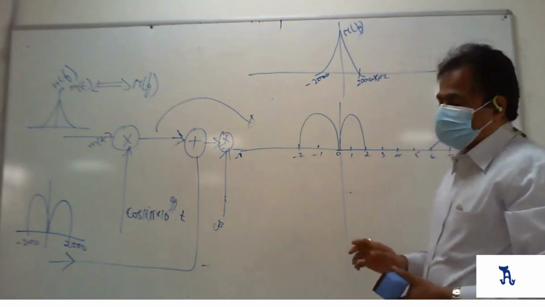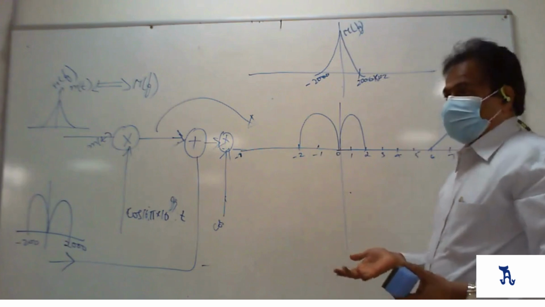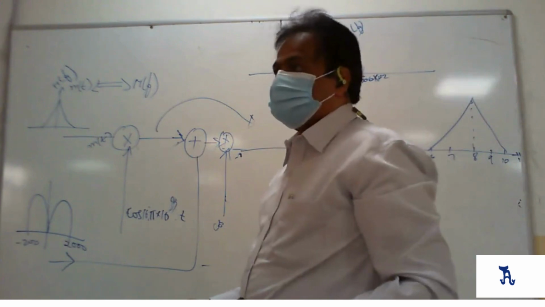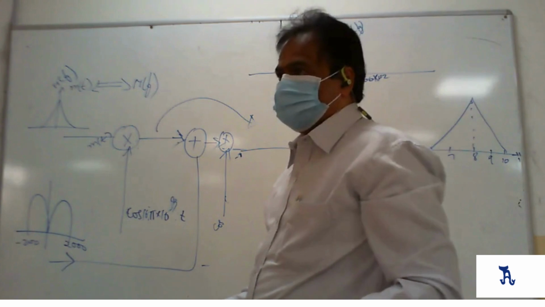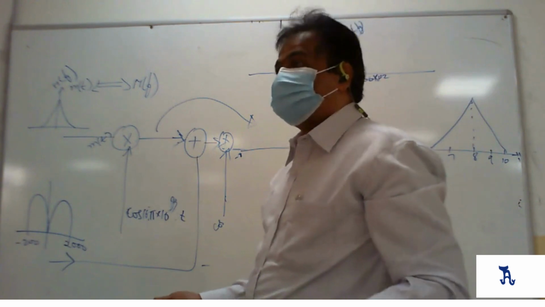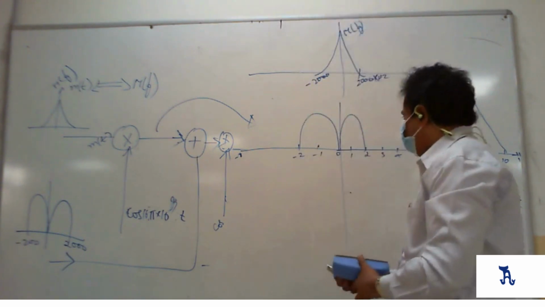If M of t is given, definitely then you have to find out the Fourier transform. That is a big task. That type of question might come for a company. You need to know Fourier transform pairs. Fourier transform pairs you should know.